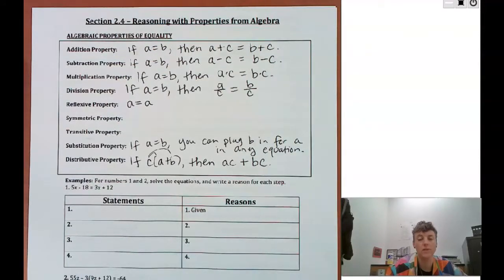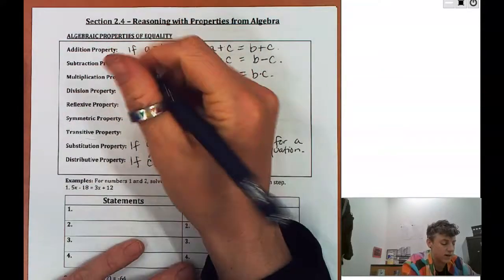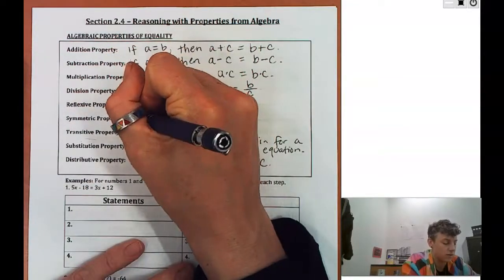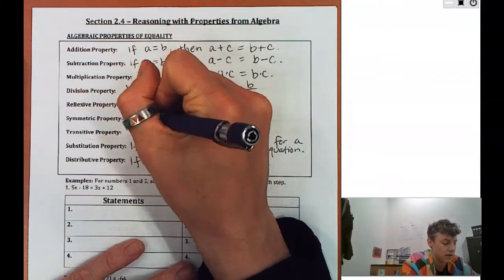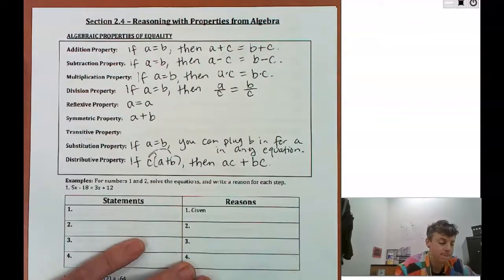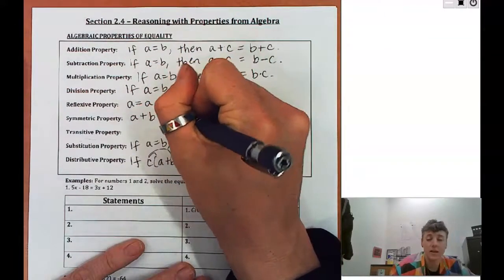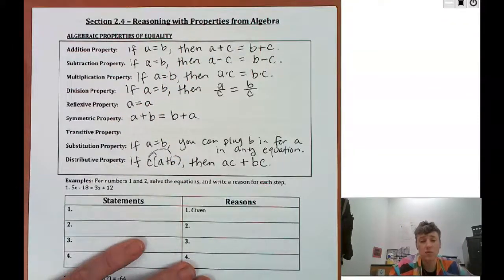Something equals itself. That's the reflexive property. The symmetric property says if I have two terms like A plus B, that'll be the same as B plus A. I can put those in the opposite order. Right? I can add those in the opposite order.